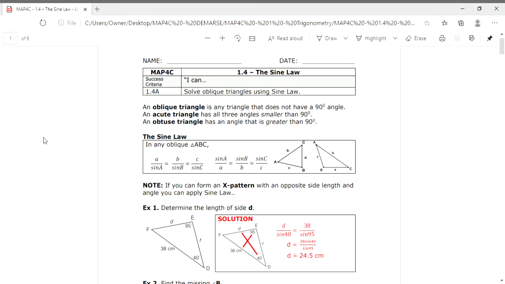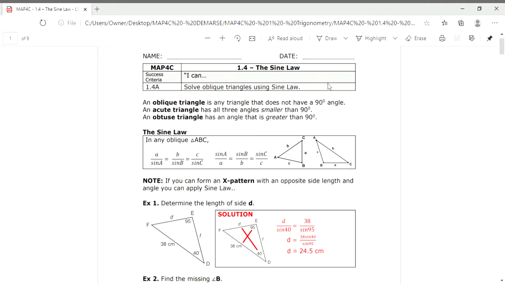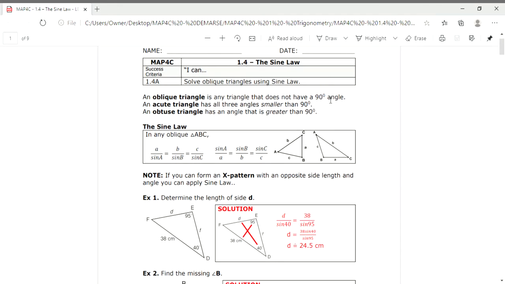This is the readout for Chapter 1.4, the Sine Law. Solving oblique triangles using the sine law, and solving acute angles using the sine law. Definitions to begin with. An oblique triangle is any triangle that does not have a 90-degree angle.